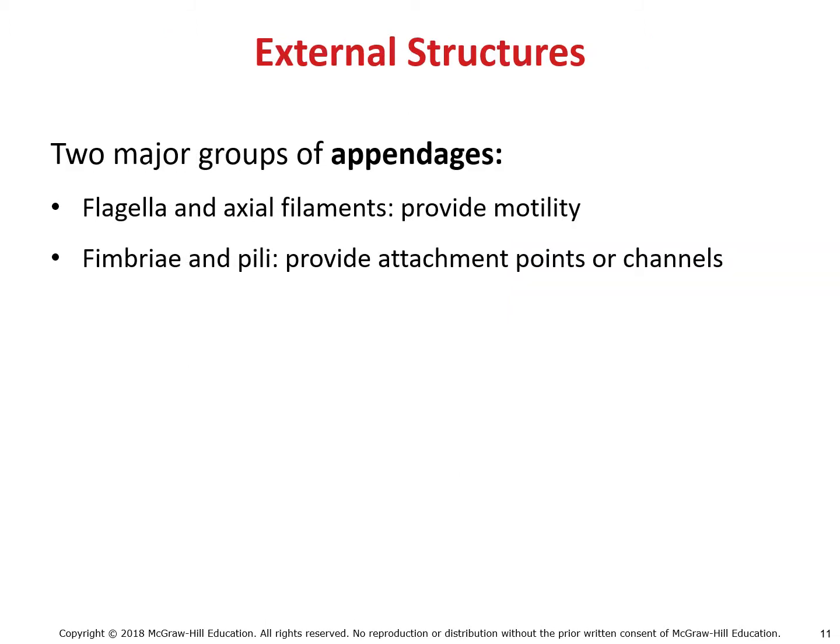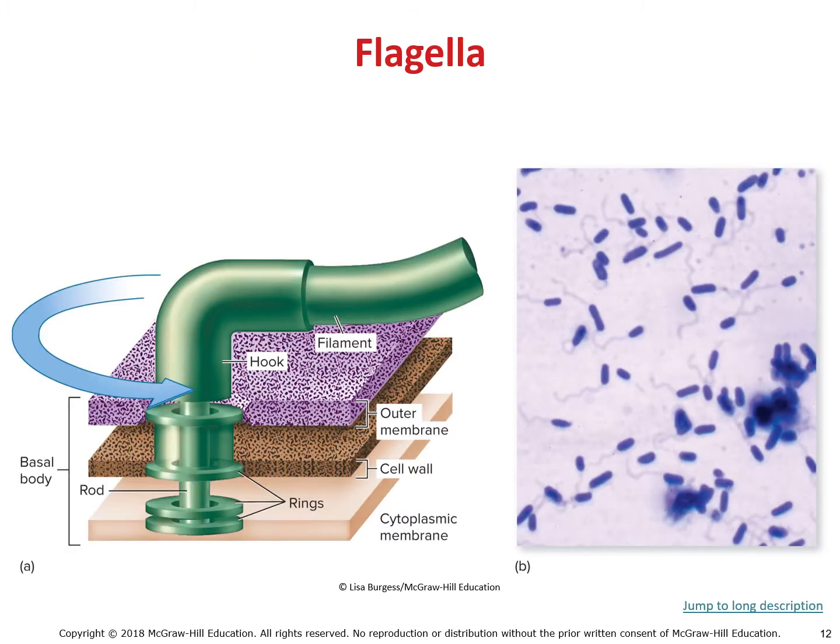So, now that we've talked about shapes and arrangements, let's start talking about some of the structures, including the external structures like flagella, fimbriae, and even pili. Let's start off with flagella. A flagellum is going to be a proteinaceous extension that allows for movement. But a flagellum is actually made of several different parts.